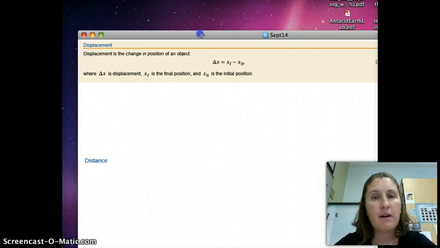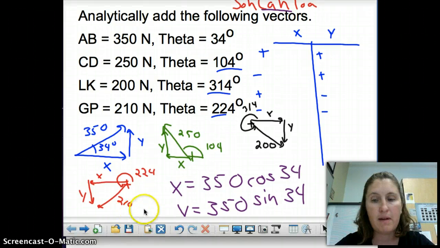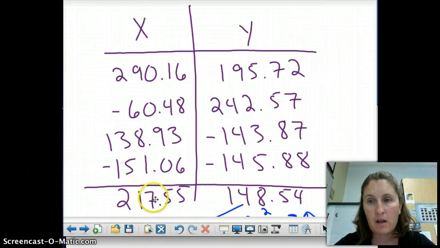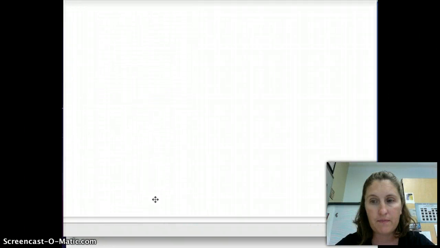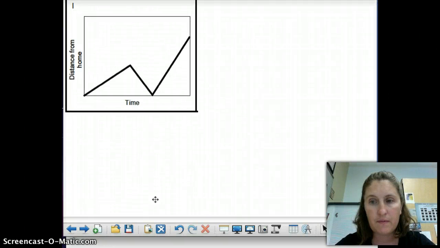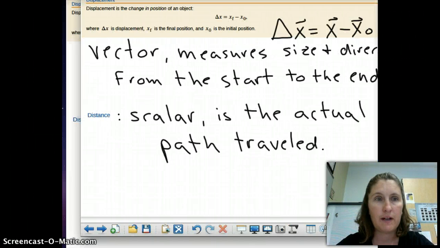Let's see if I have my notes open from yesterday. Aha, look at this, magic. There's your warm-up. Okay, so this is what I would ask that you have written: the difference between displacement and distance. Okay, see if I can toggle back and forth.